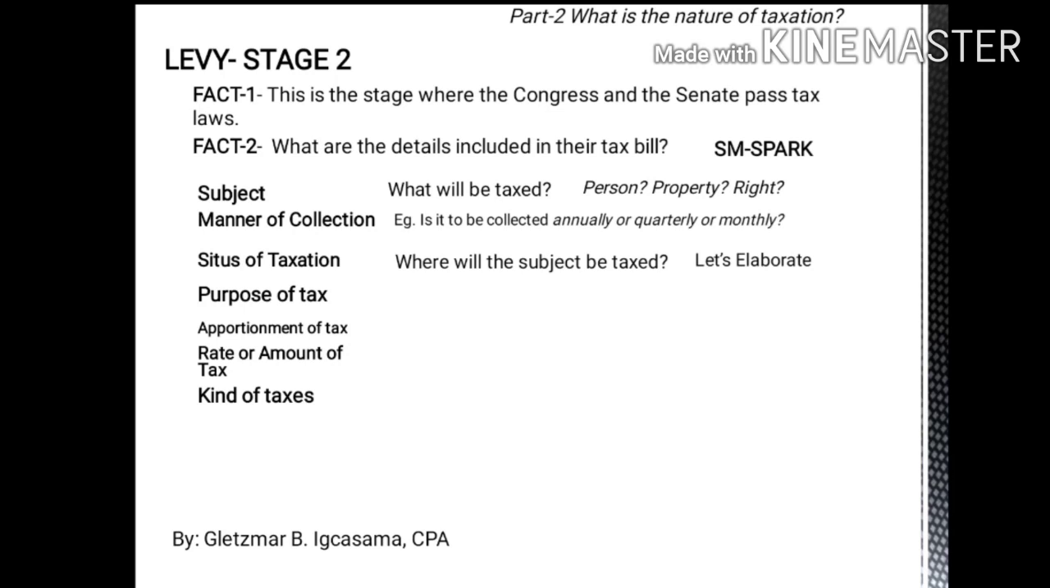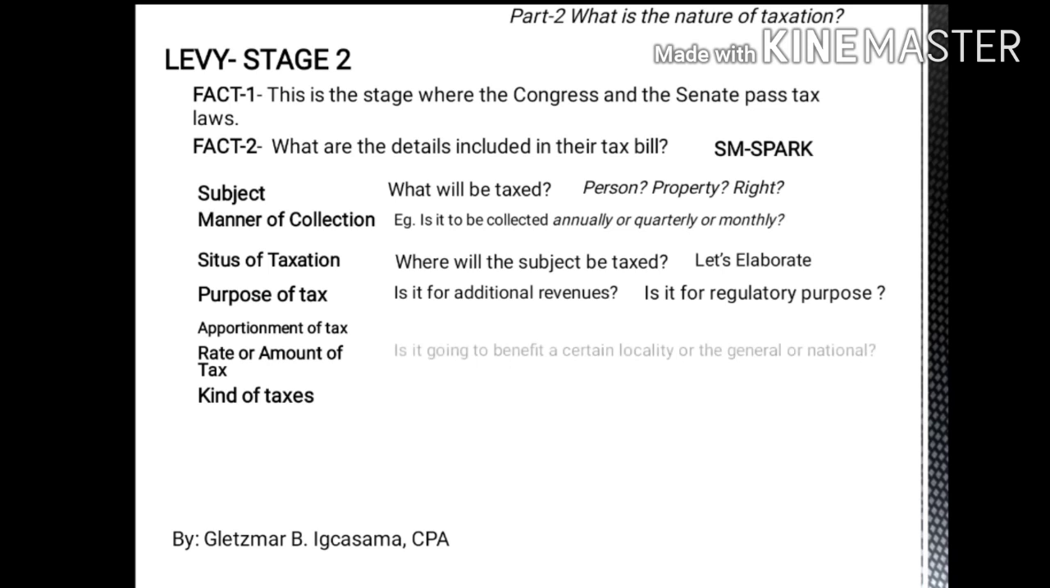It is still found in the tax bill. The next thing within the tax bill is the purpose of the tax. Is it for additional revenues? Or is it for regulatory purpose only? Actually, the primary role of taxes is for revenues to be used by the government. The second purpose is a regulatory purpose.